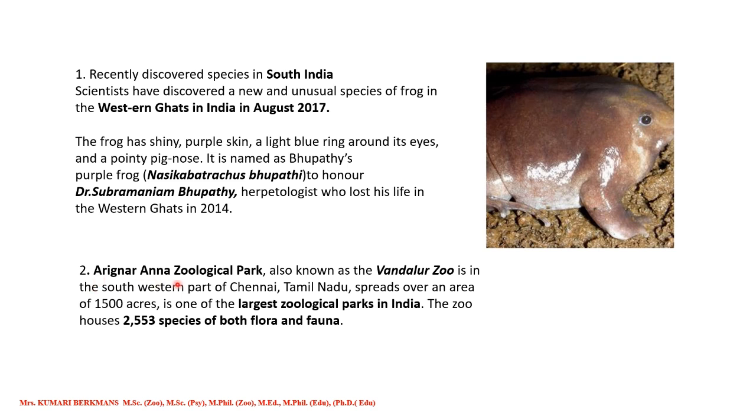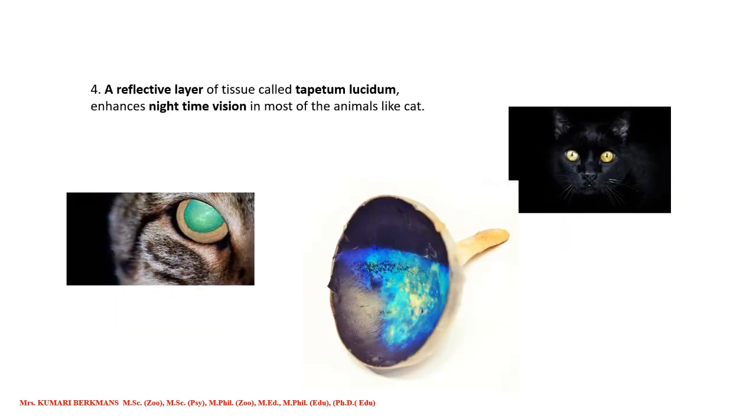And the next one is Arignar Anna Zoological Park, also known as the Vandalur Zoo, in the southwestern part of Chennai in Tamil Nadu. It spreads over an area of 1500 acres and is one of the largest zoological parks in India. Keep in mind, largest zoological park, this is a very important question in TNPSC. How many species of flora and fauna does the zoo house? This number is very important. It is 2,553 species, both flora and fauna, in the sense, plants and animals.